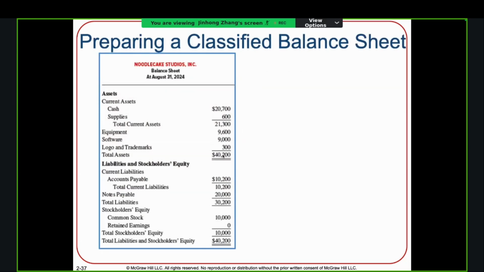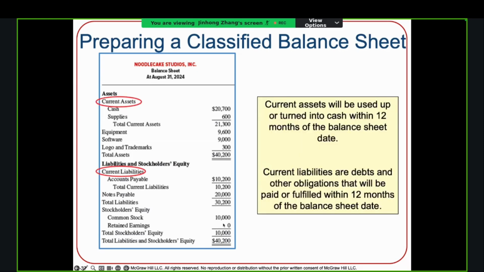I have assets, and then you make it more meaningful. Put in some subtitles, then a liability section, and then the equity section. Now you add more titles: current assets, current liability. If you have land, you put it into the long-term assets section, right? Here you have current liability, but if you have a long-term loan, you have long-term liability. You're just adding more to make it more meaningful.